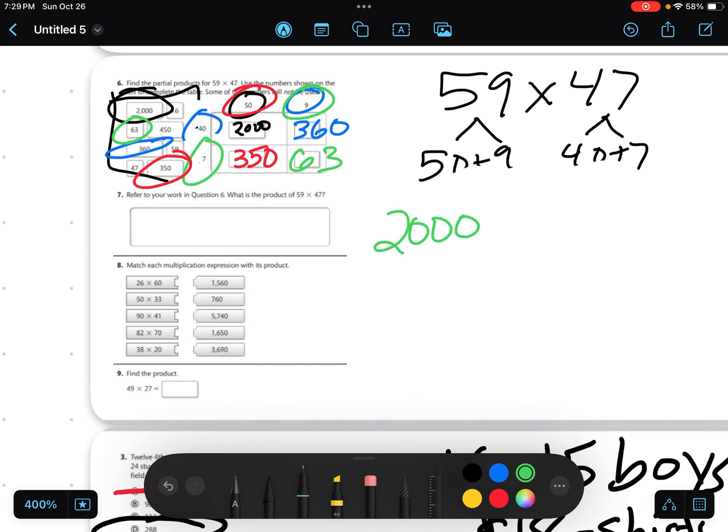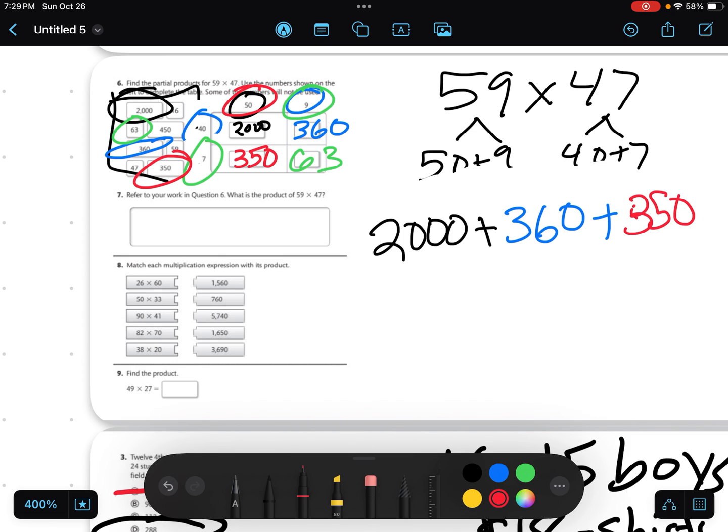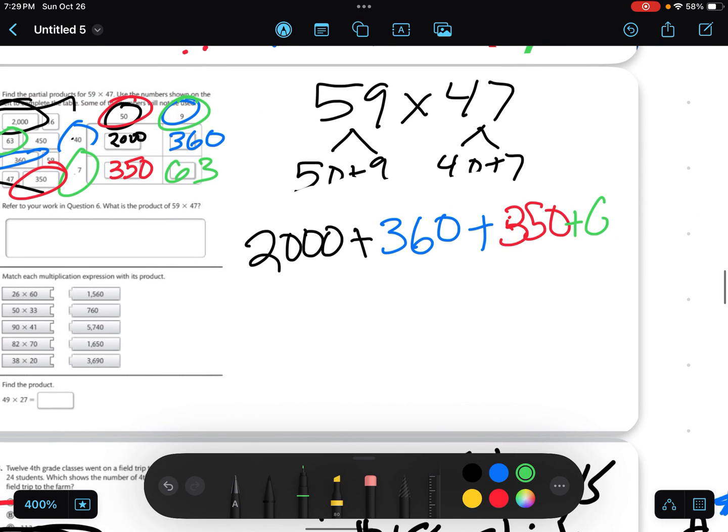or actually, hold on. Let me show you what I mean by that. All right, 2,000, plus 360, plus, there we go, 350, plus 63. And to be honest, I would rewrite it so I have all the place values lined up.